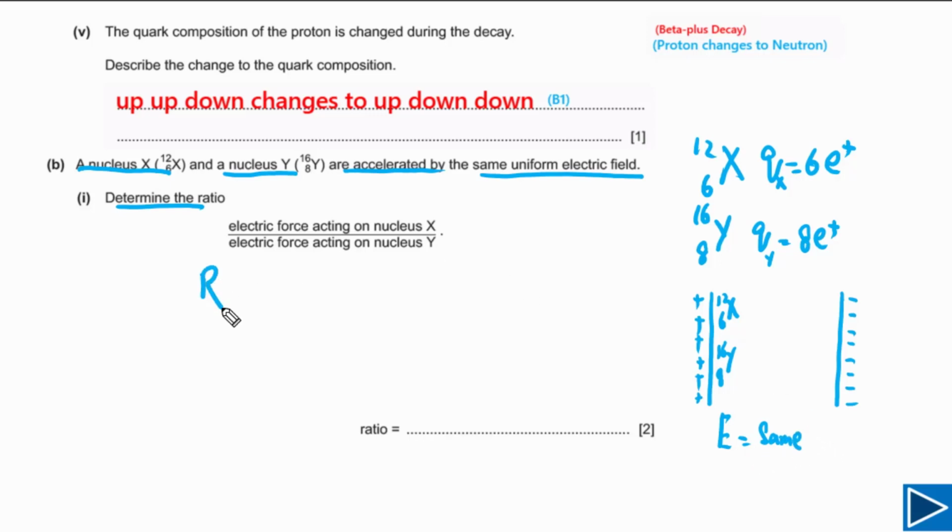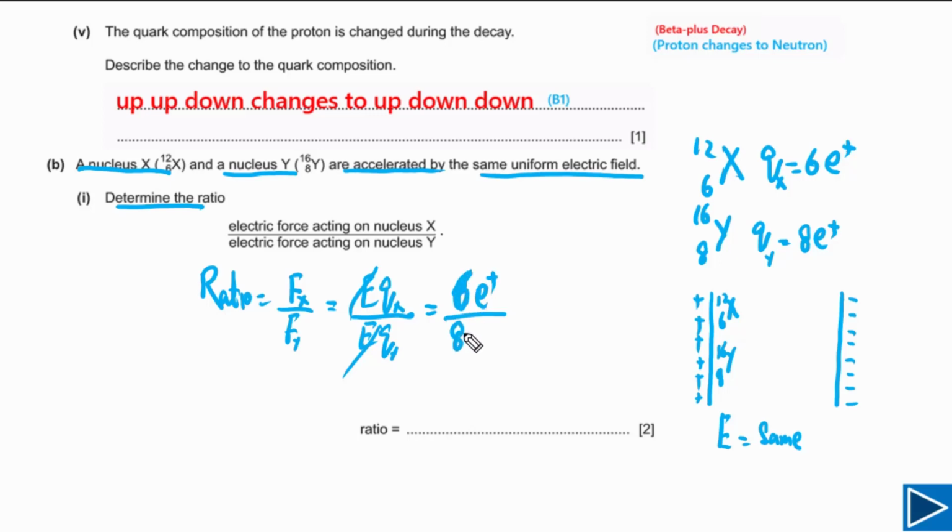Now we need to find the ratio, so we can write down the ratio. This is the force on X divided by the force on Y. The electric force is equal to E times Q, so we can say this is EQX and this will be EQY. E is the same, so we can simply cancel E with E, so we are left with QX over QY, and the QX we can write down, this is 6e plus over 8e plus. Now if we simplify, so e plus we can cancel, so our final answer will be 0.75, and this is the final answer what we need to find out.